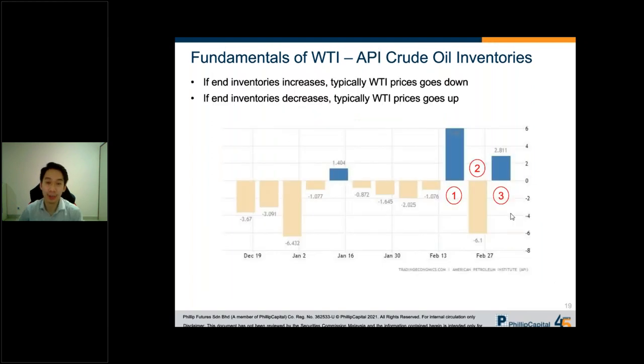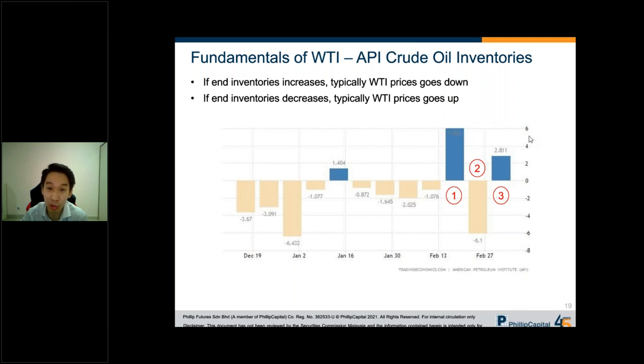Then the next one, another inventory provider of market data, will be the API. The API stands for the American Petroleum Institute. Yeah, I forgot the name again. So it's another body also from America, which produces crude oil inventories market data as well. But this one doesn't affect the market as much as the EIA, because usually the government, most of the producers and also the crude oil traders will refer to the EIA. API is an alternative one. Okay.